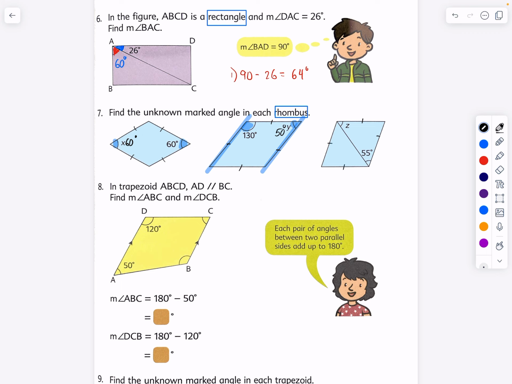We can also consider just this triangle, this left triangle. And this triangle alone is isosceles. And we know that in isosceles triangles, angles opposite the equal sides are also equal. Therefore, angle Z must be 55 degrees.